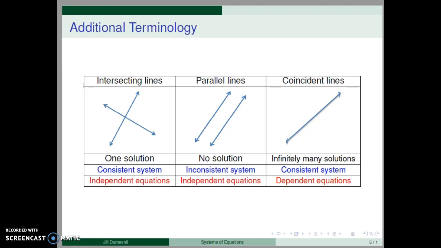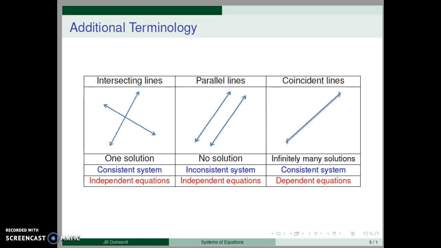When we have intersecting lines, there is one solution to the system. When there is a solution to a system, the system is called a consistent system, and the equations are called independent equations. In the second case, when there are two parallel lines, there are no solutions to the system. A system with no solutions is called an inconsistent system. However, we still have two separate lines, so the equations are called independent equations.